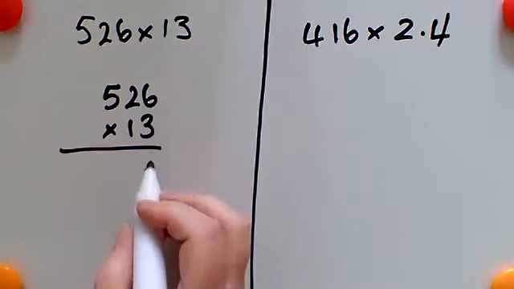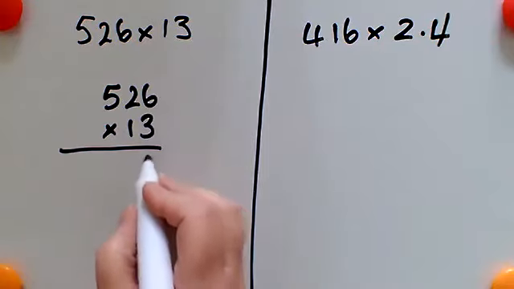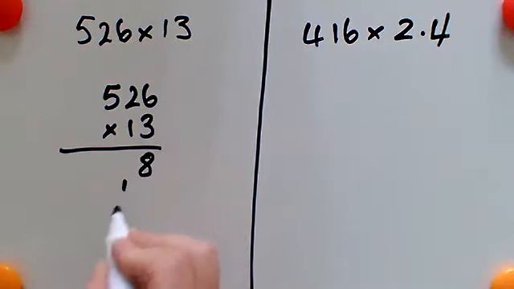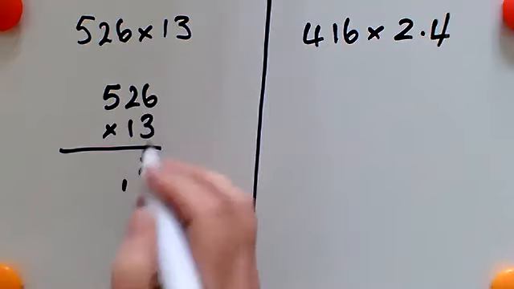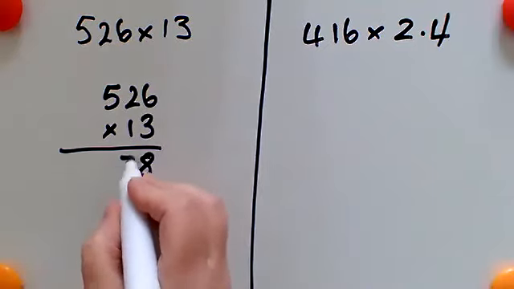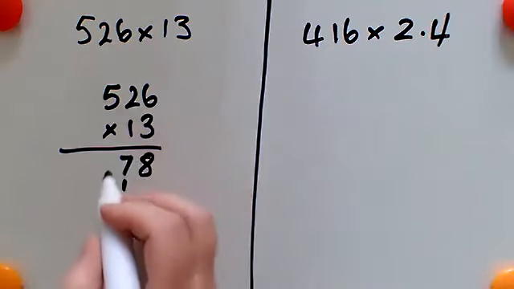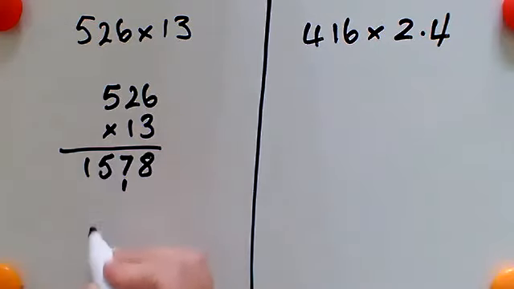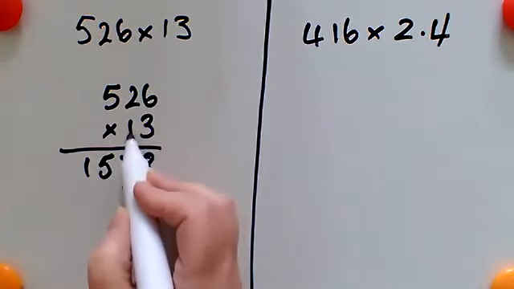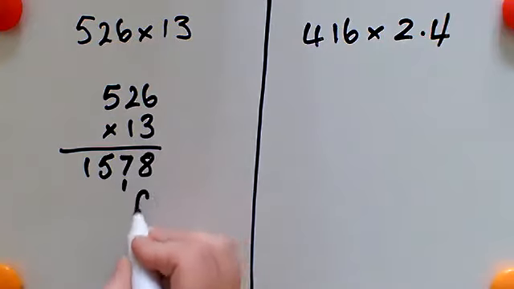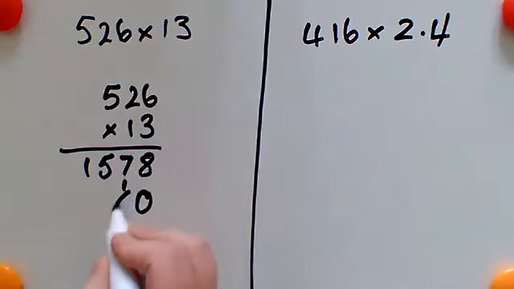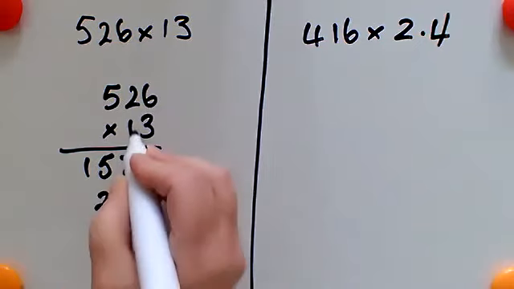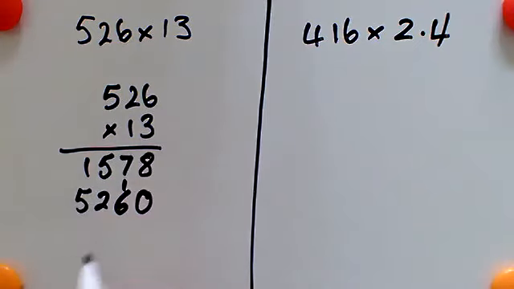3 times 6 is 18. So 8 there, I've got to carry the 1. 3 times 2 is 6. I've got a 1 carried here to add on, which is 7. And 3 times 5 is 15. Now I'm going to work in the tens column, so I mustn't forget to put a 0 placeholder in the units. 1 times 6 is 6, 1 times 2 is 2, and then 1 times 5 is 5.